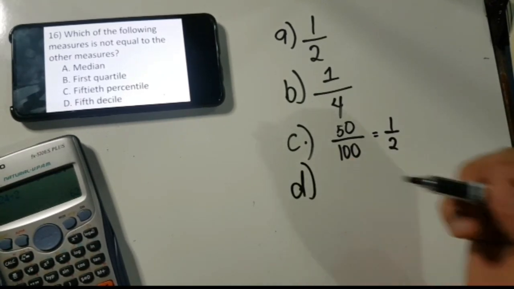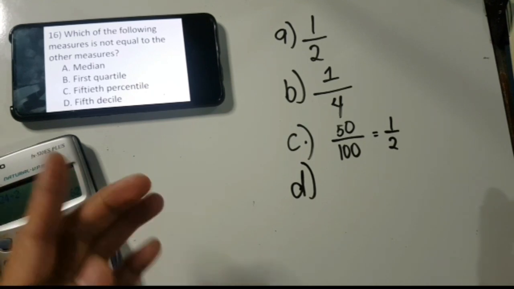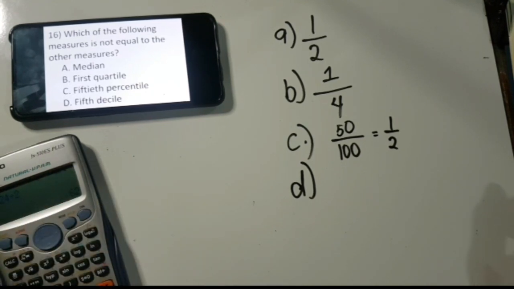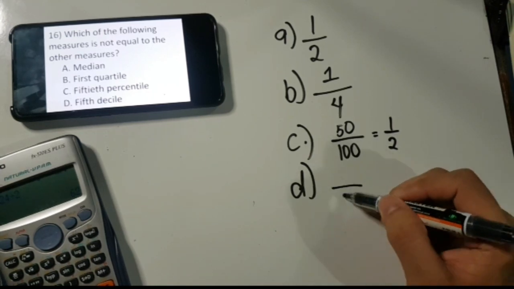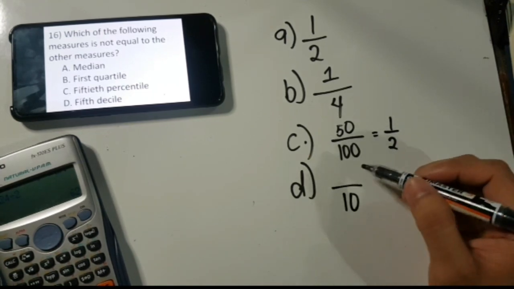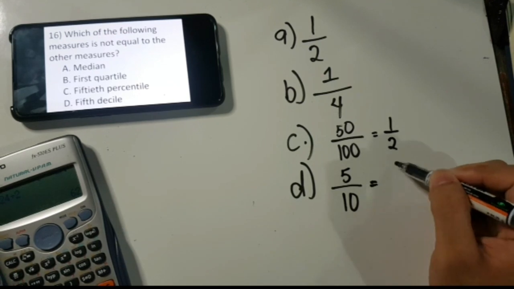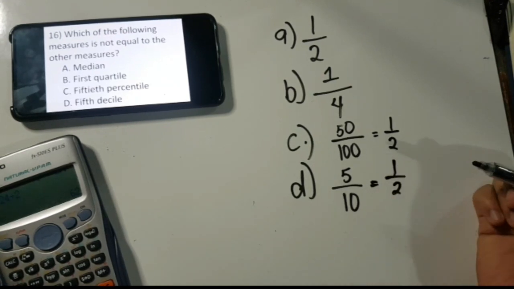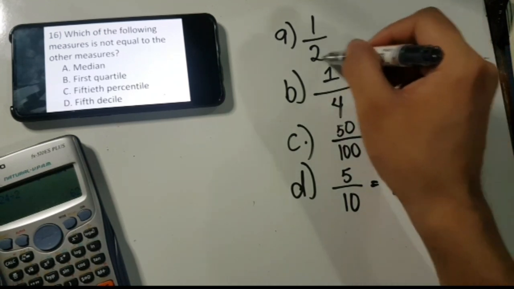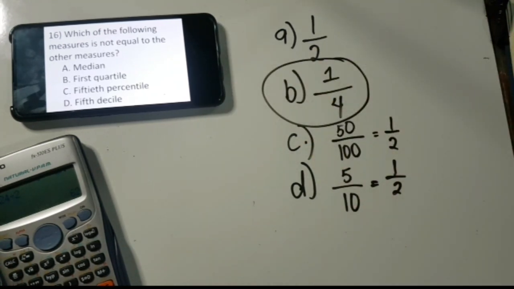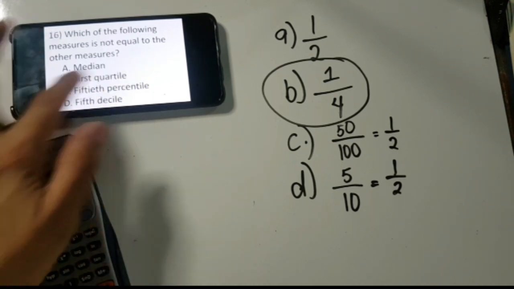D. So, fifth decile. Si decile naman, dinidivide niya si distribution of data into 10 equal parts. So, 10 equal parts. Fifth decile, that is also 1/2. So, sino po yung hindi equal sa ibang measures? So, letter B. Sagot natin is first quartile.